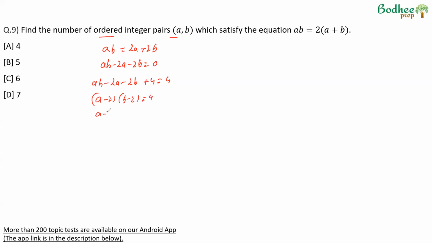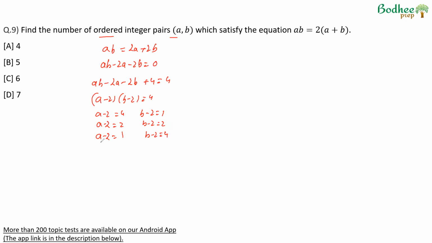Now, A minus 2 can be written as 4, B minus 2 can be written as 1. A minus 2 can be written as 2, B minus 2 can be written as 2. Three factors. A minus 2 can be written as 1, B minus 2 can be written as 4.